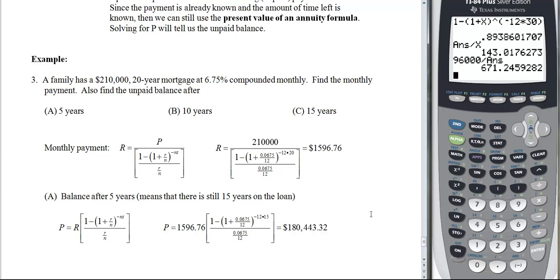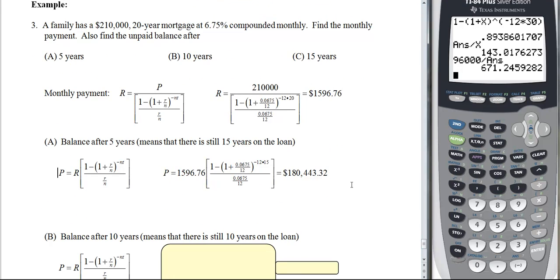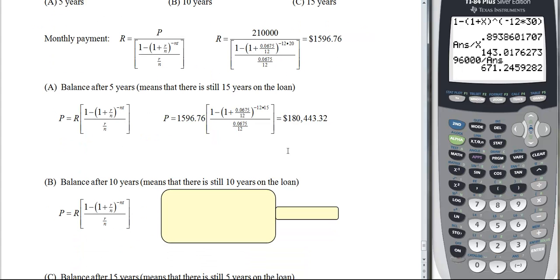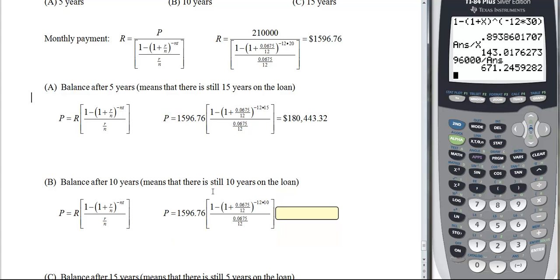So after 5 years, this is how much they have paid on the original amount that they borrowed. Depressing. Let's see about the balance after 10 years. The only thing that changes, all of this is going to be the same except the time left on the loan. So I'm going to have 10 here. You have to go through the process all over again, and you should come up with that. So paying 10 years, you've paid that much.